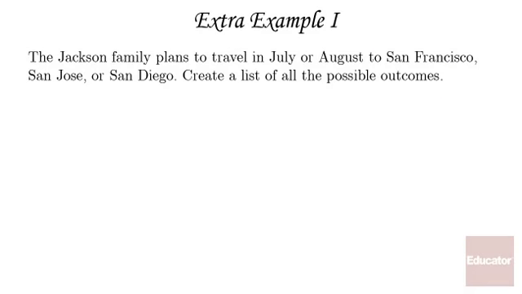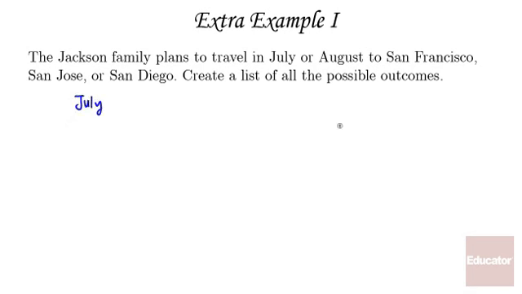The Jackson family plans to travel in July or August to San Francisco, San Jose, or San Diego. Create a list of all the possible outcomes. So then we have two events. The first event is when the family's going to travel, July or August, right? That's the first event. And the second event that's going to affect the outcome will be the place, right? Where?